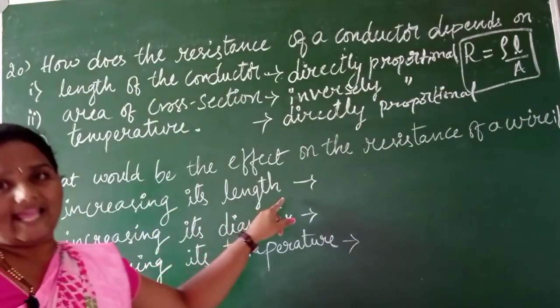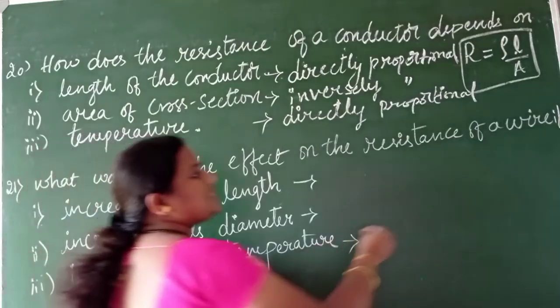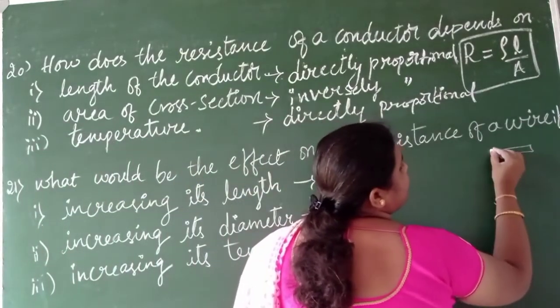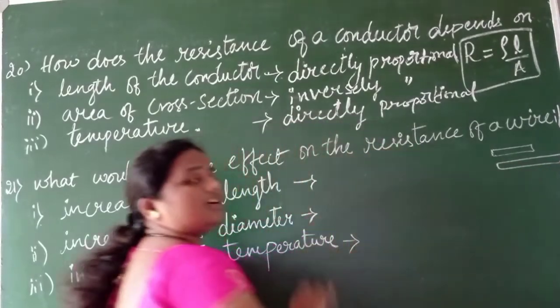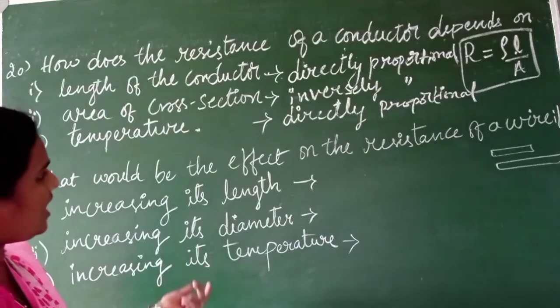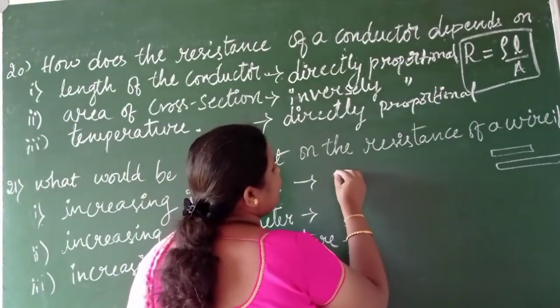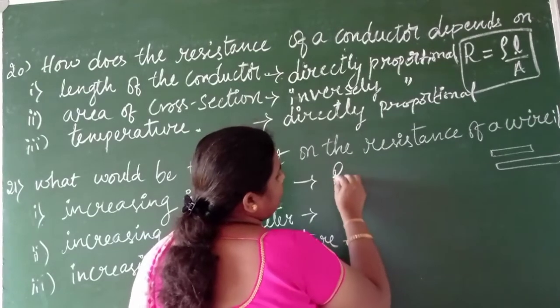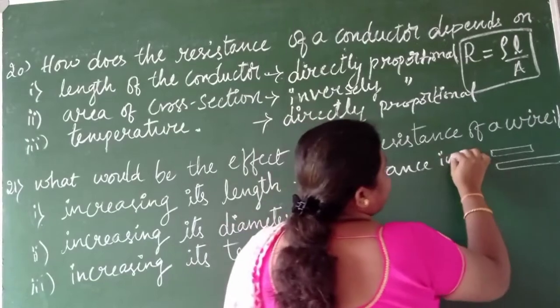Now the second question is, what would be the effect on the resistance of the wire if we increase its length, isn't it, children? Imagine that this is a wire. If its length got increased by this much, then what happens to its resistance? It is directly proportional, children. Here the resistance also increases, so we can write resistance increases.